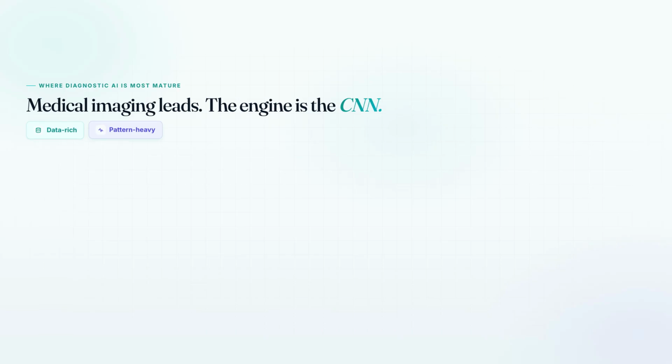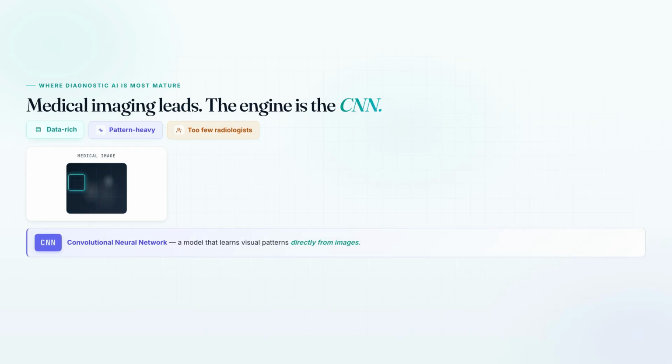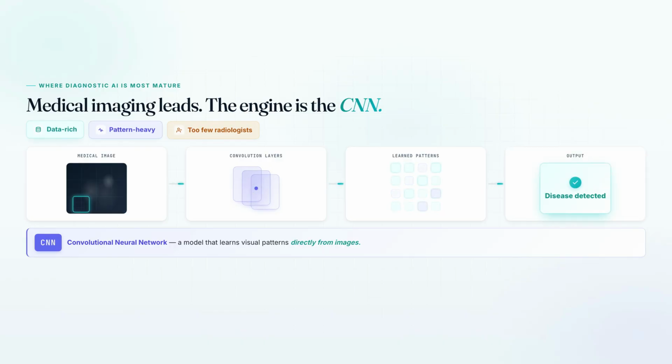Medical imaging is where diagnostic AI is most mature, and for good reason. Images are data-rich, pattern-heavy, and there aren't enough radiologists to read them all. The dominant technology here is the convolutional neural network, the CNN we covered in video 2. A CNN is a type of AI model that learns to recognize visual patterns directly from images, the same way it learns to tell a cat from a dog, except here it's learning to spot disease. These networks have been FDA cleared for specific diagnostic tasks.